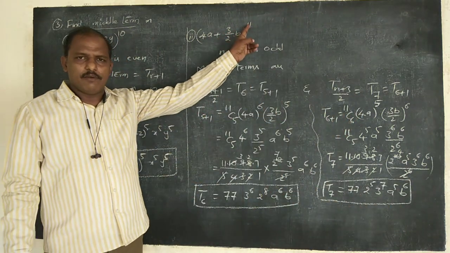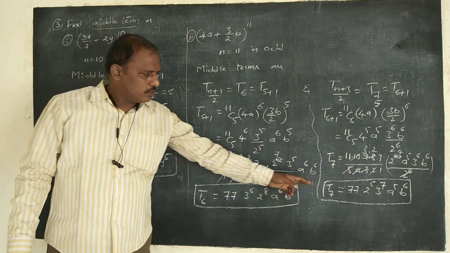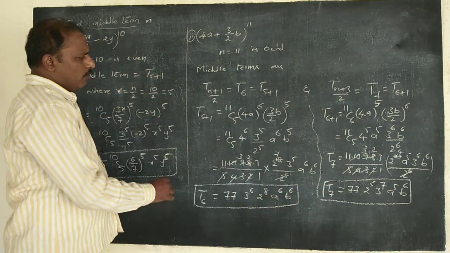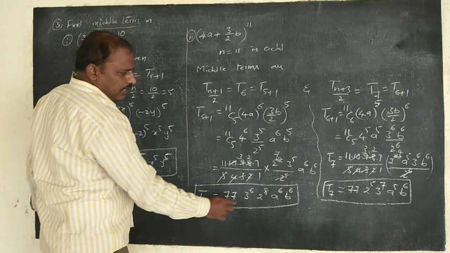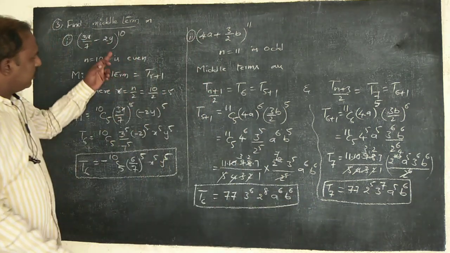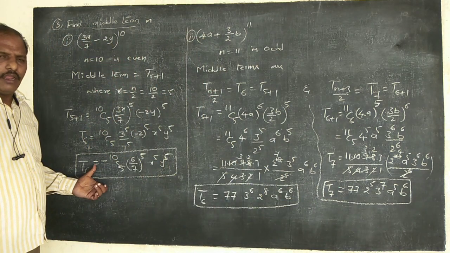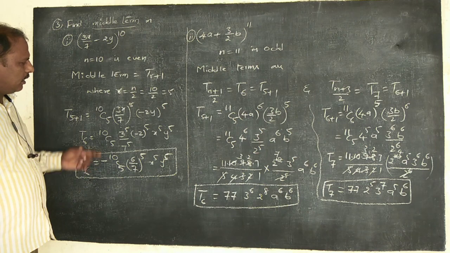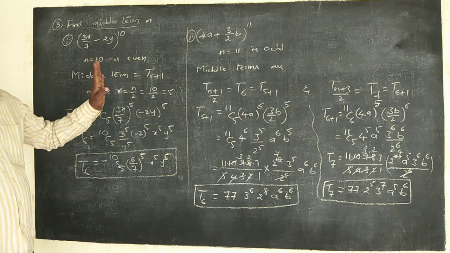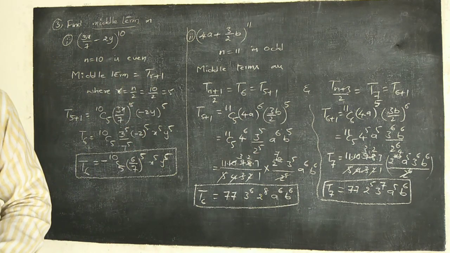Since n is equal to 11, an odd number, it contains two middle terms. So one is T6 and the other one is T7. If n is even, we will have only one middle term. That is T(n by 2 plus 1) will be the middle. Is it clear? Right?